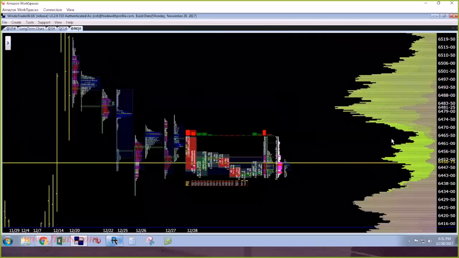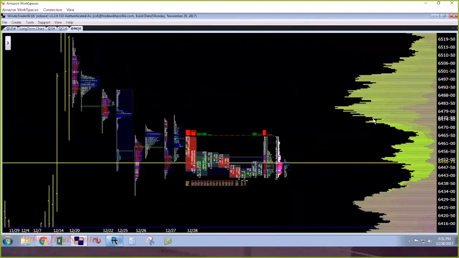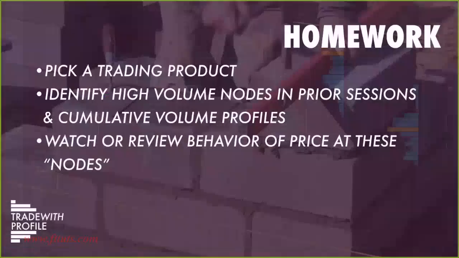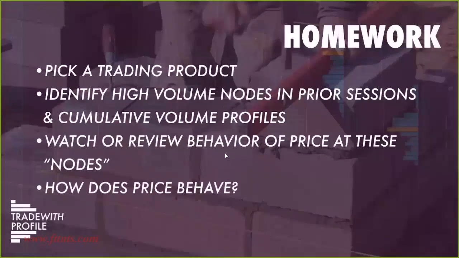specifically the wider this node is. And I'm not going to give it all away. I want you to kind of wrestle with it a little bit and see what insight arrives, and specifically how does price behave.